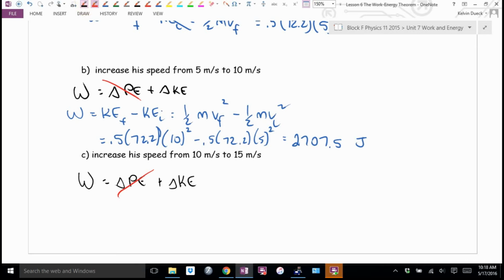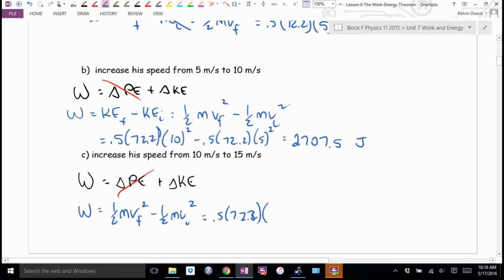Alex, what's changing anything? Let's just realize it's going to be a half mv final squared minus a half mv initial squared. It's going to be a half times 72.2 times v final 15 squared minus a half times 72.2 times 10 squared. Again, notice, Courtney, it's another 5 meter per second increase.